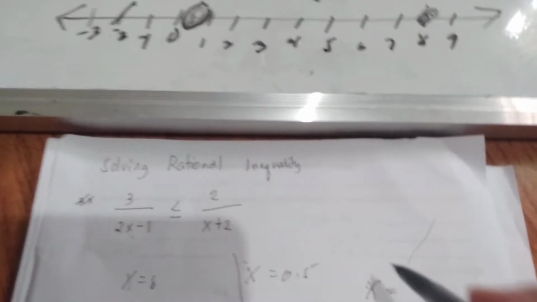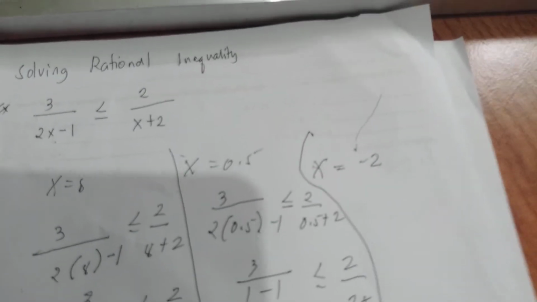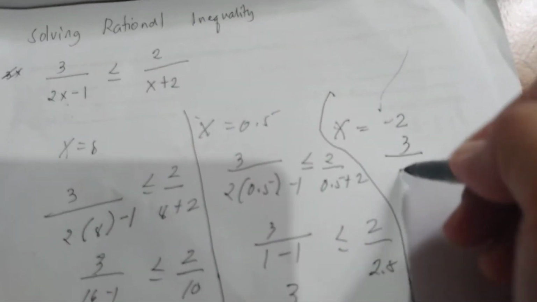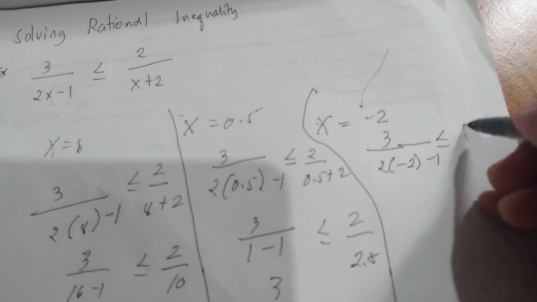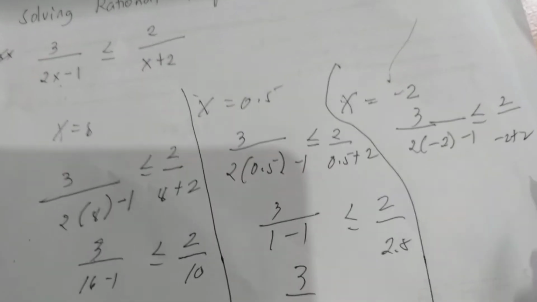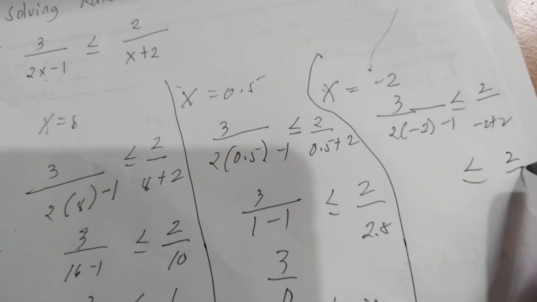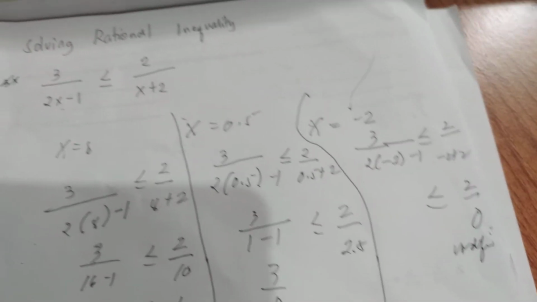And then, for x equals negative 2, so substitute ulit natin. So, that is 3 over 2 times negative 2 minus 1 is less than or equal to 2 over negative 2 plus 2. So, pag tinignan natin yung right side, negative 2 plus 2 is also 0. So, again, ito ay undefined. So, kung undefined yan, hindi ulit kasali ang negative 2. It's not included again. Okay? So, that will be undefined or not included.